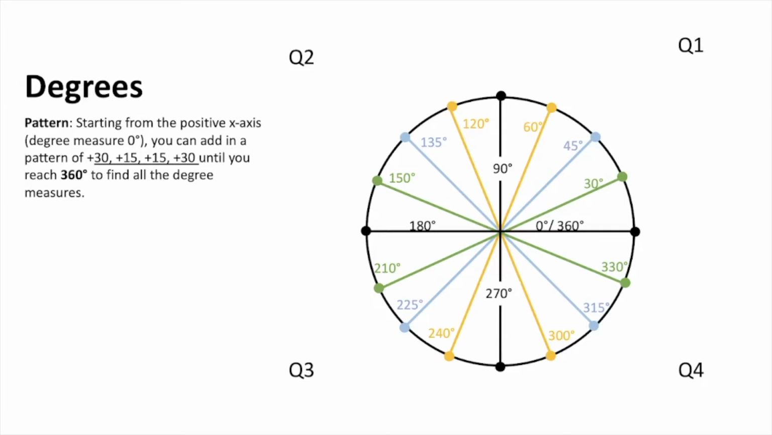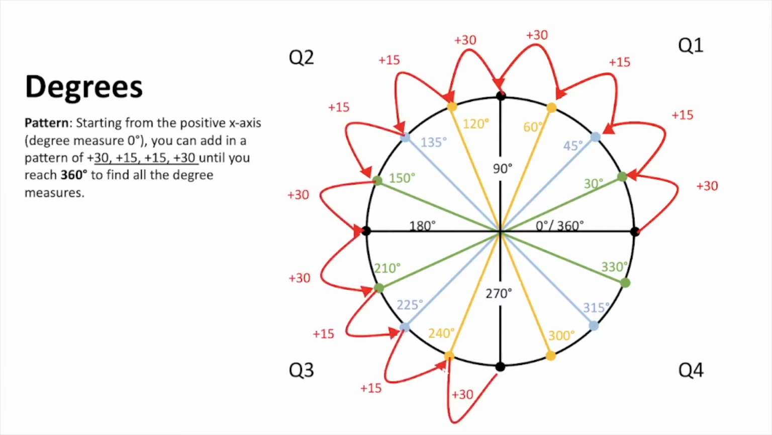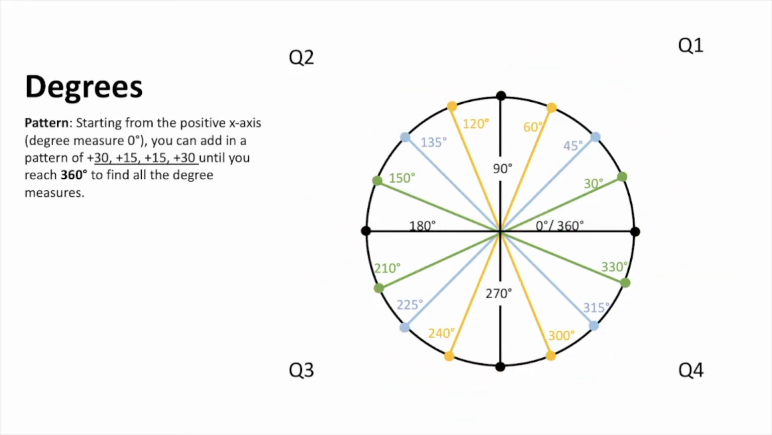Starting from the positive x-axis, add 30 to get your first degree. Add 15 to that to get your next one, and 15 to that to get your next one. As you approach the positive y-axis, add 30 one more time to get 90 degrees. The pattern repeats for each quadrant, going 30, 15, 15, 30. You can go all the way around the unit circle, just like that. It helps to know the degrees on each axis and the general quadrant each degree is in, but once you know that, you're all set.